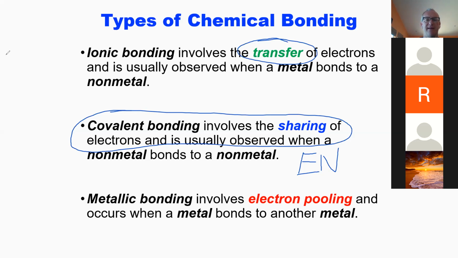If you remember, metals have low electronegativity. Non-metals have high electronegativity. What does that mean? Kind of important. You can tell me about electronegativity.